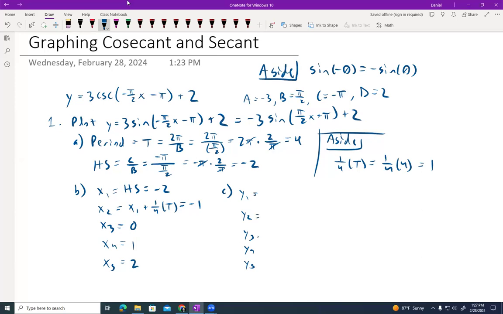And for just plain sine of x, the y values would be 0, 1, 0, negative 1, and 0. But now we have to remember that we're not just doing sine of x, we're doing sine of stuff, and we're multiplying that by negative 3, and then adding 2 to it. So I need to take all of these and multiply them by negative 3 and add 2 to them. Always multiply them by a and add d to them.